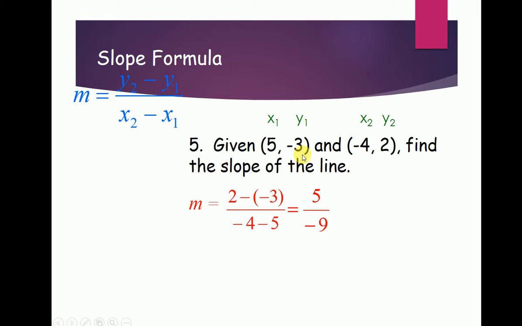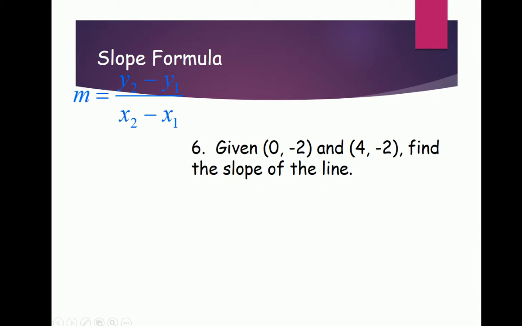Now here is another example using individual points. The first point is (5, 3). The second point is (-4, 2). The formula of the gradient is y2 minus y1 over x2 minus x1. So y2 is 2, so it's 2 minus 3 over negative 4 minus 5. You should get 1 over negative 9.